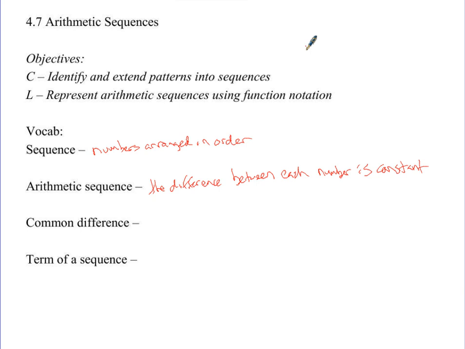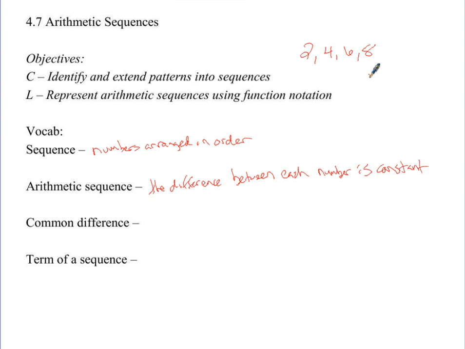So if I gave you this as a sequence, 2, 4, 6, 8, that is an arithmetic sequence because the difference between 2 and 4 is 2. The difference between 4 and 6 is 2. The difference between 6 and 8 is 2. Okay? That's an arithmetic sequence.